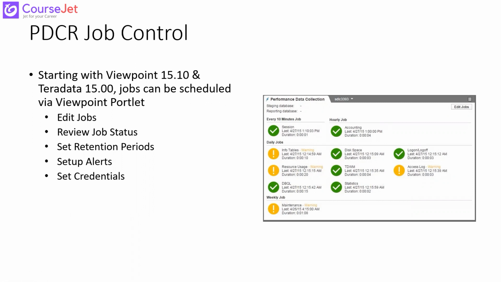Here there are separate jobs for log on off, DBQL, session, accounting, statistics, TDWM. These are some of the main tables, and these are the jobs where you can see if something goes wrong. Suppose there is no space in PDCR data, so some jobs may fail. It will show you an alert here, so we can check the alert and do the required things.